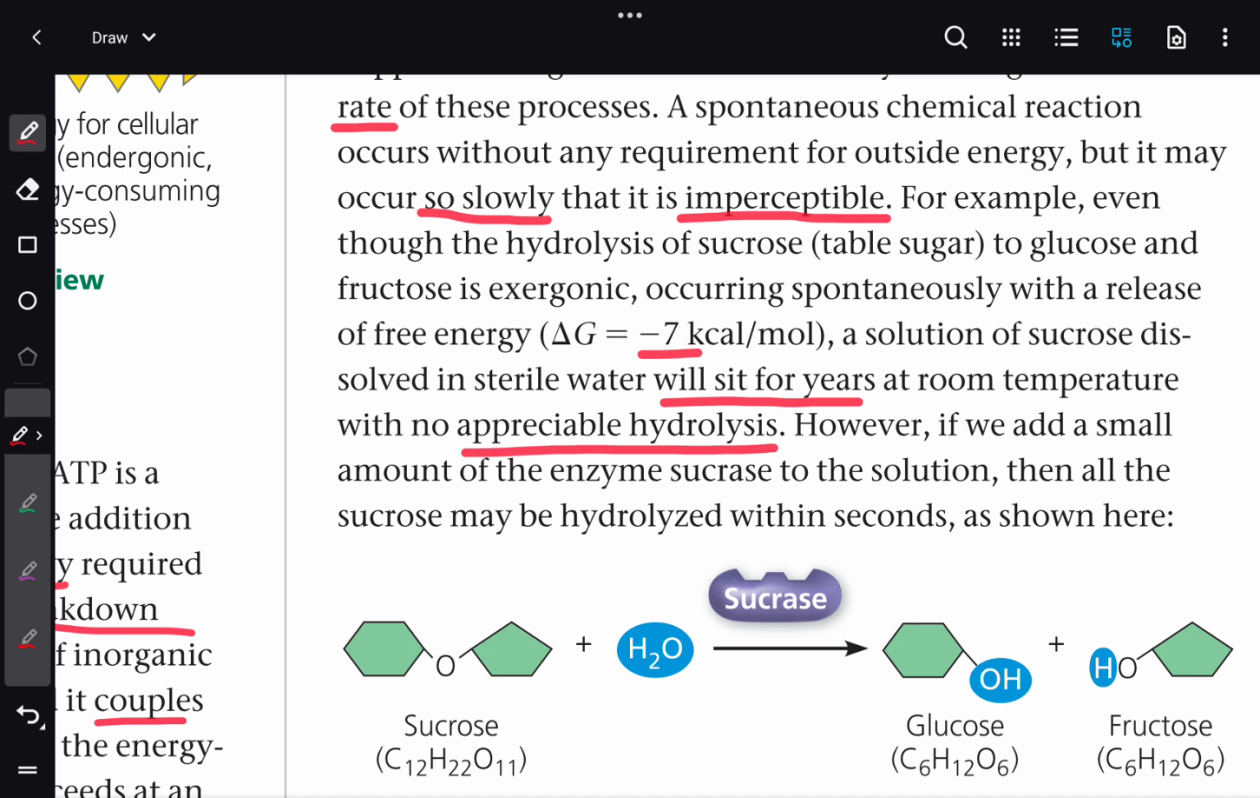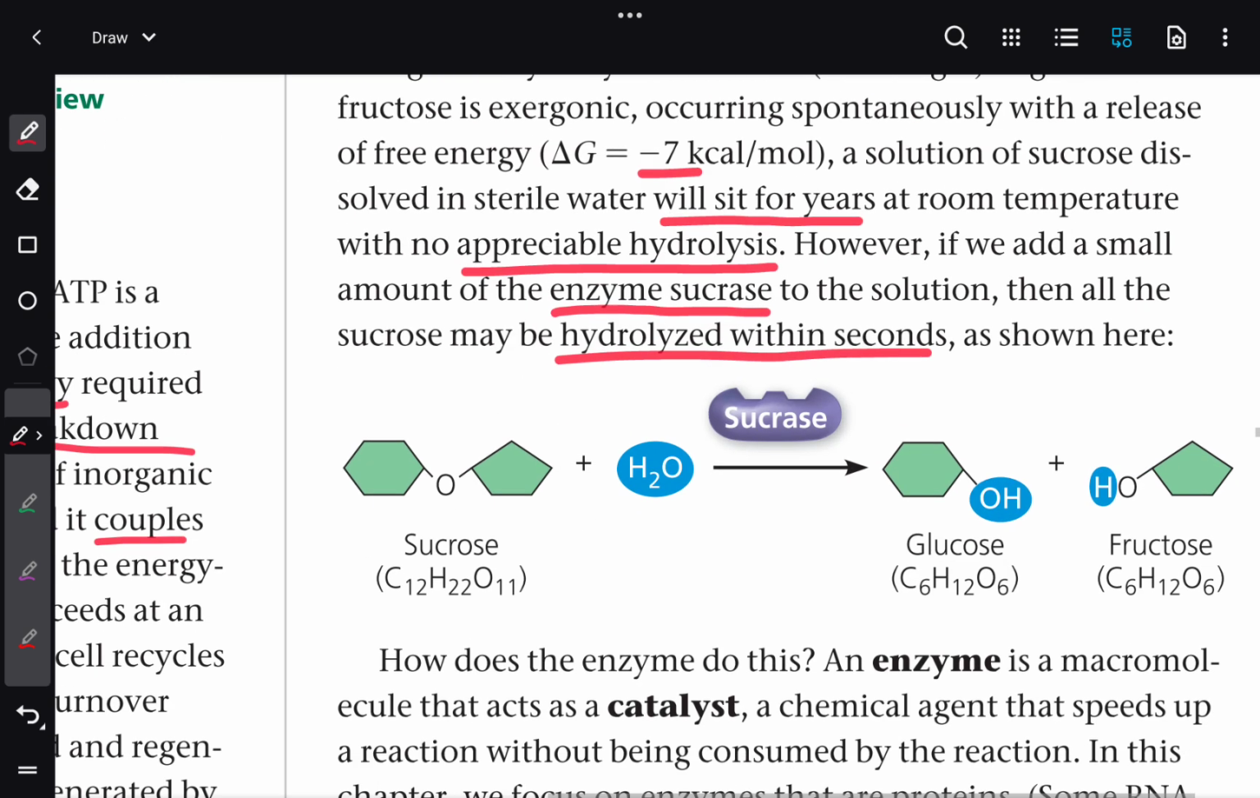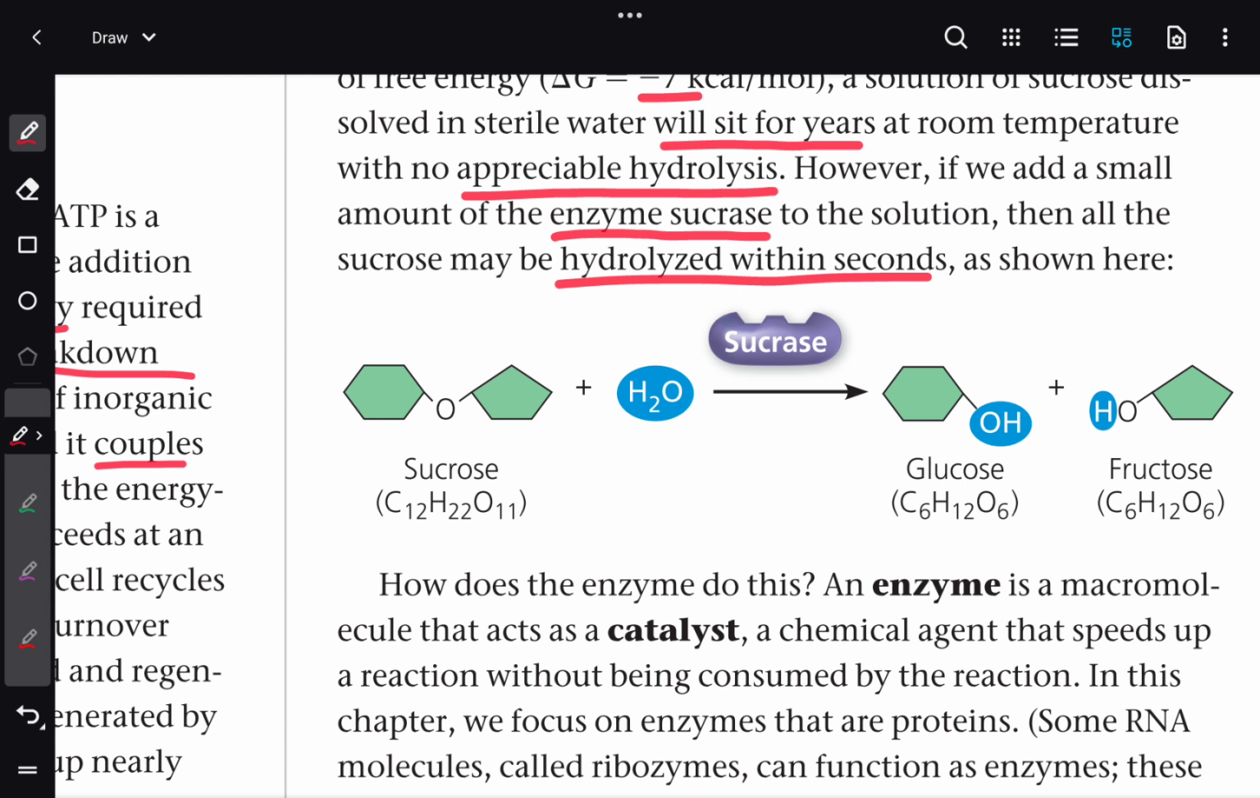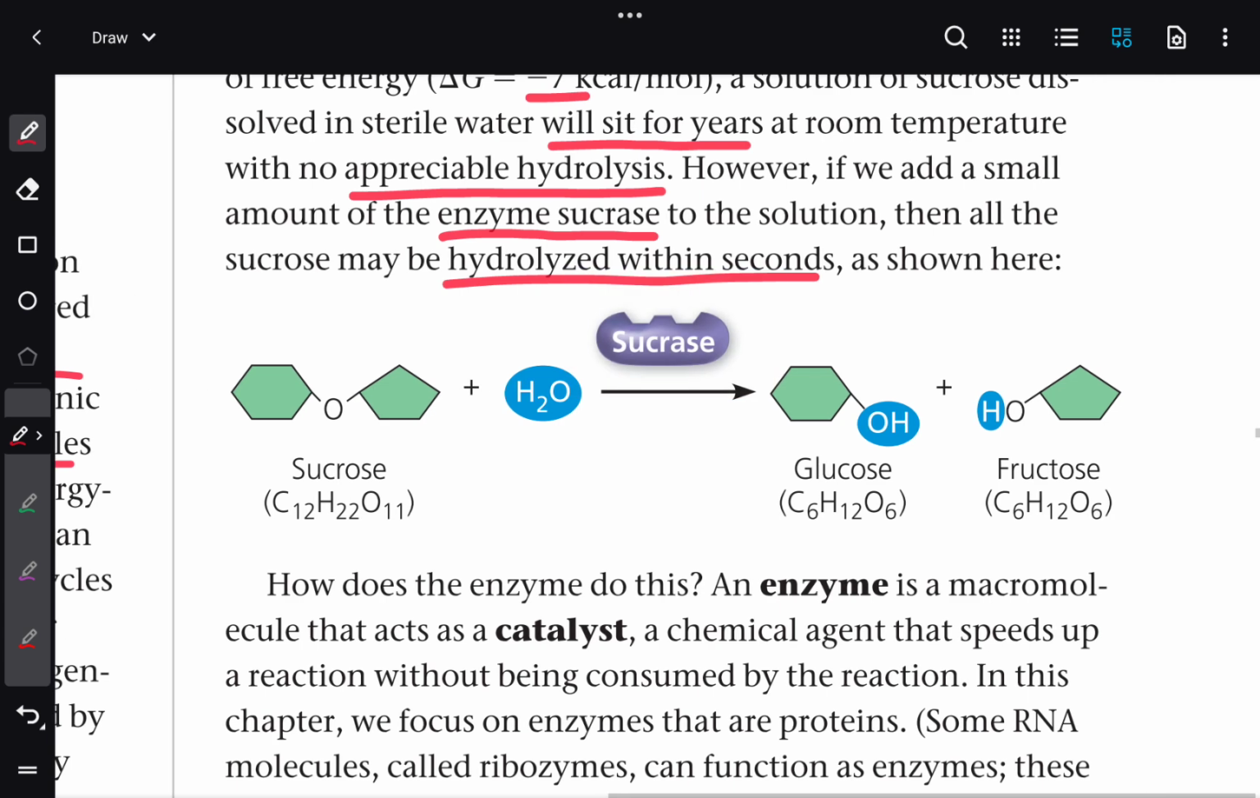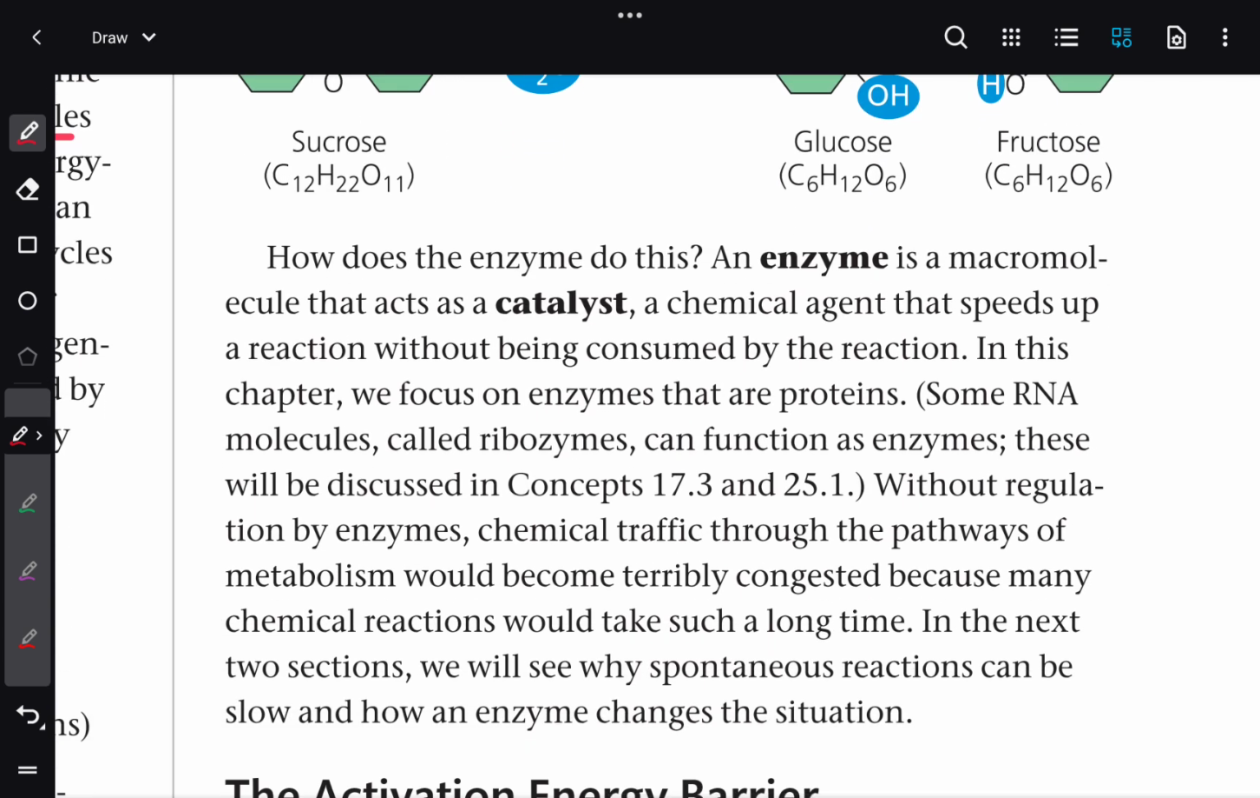However, if we add a small amount of the enzyme sucrase to the solution, then all the sucrose may be hydrolyzed within seconds. Here sucrose can sit for years without appreciable hydrolysis, but you add the enzyme and it happens in mere seconds. So how does it work? Like the concept of an enzyme as a catalyst.